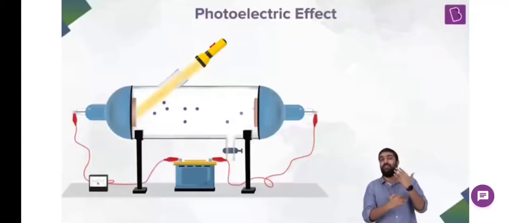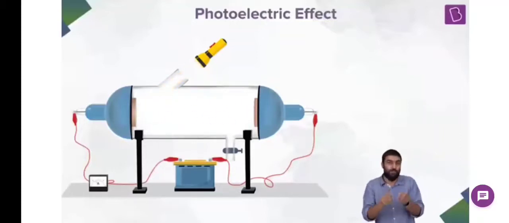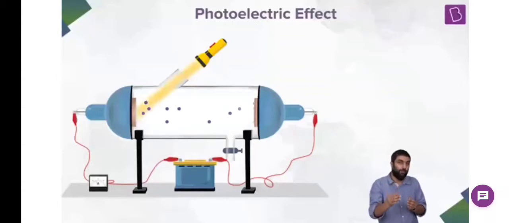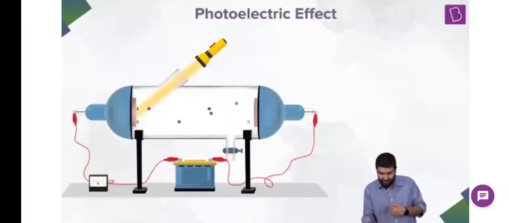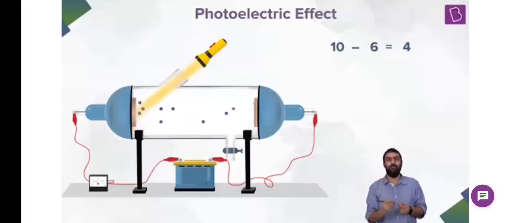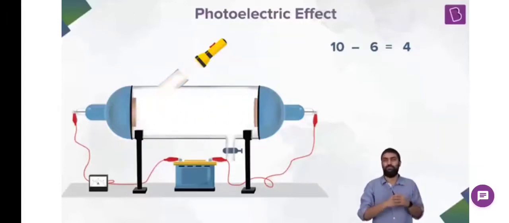And if they reach a point at which the nuclear pull becomes negligible, beyond that point, if they are left with any more energy, that becomes their kinetic energy. So let's take some hypothetical numbers. 10 minus 6 is equal to 4. Remember this, we'll be referring to this a lot.